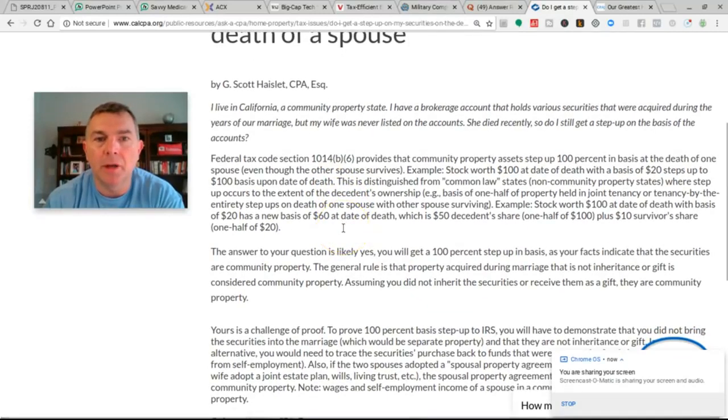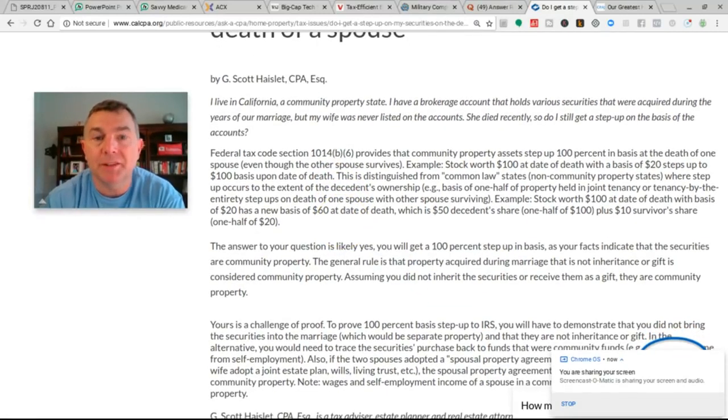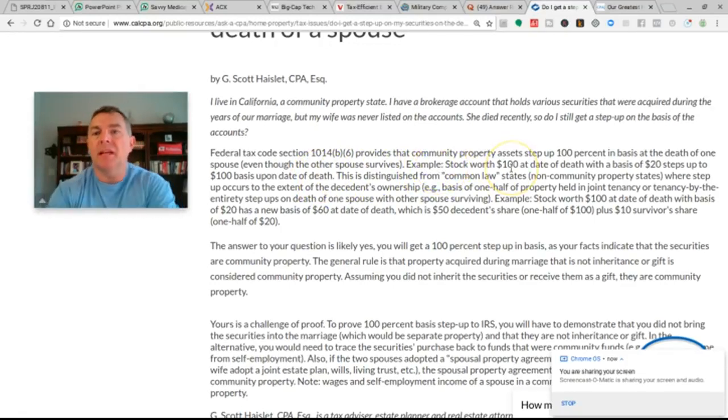Federal Tax Code Section 1014(b)(6), remember that, provides that community property assets step up 100% basis at the death of one spouse, even though the other one survives. Example, stock worth 100 at the date of death with a basis of 20 steps up to 100 basis upon date of death. This is distinguished from common law states, non-community property states, where step up occurs to the extent of the decedent's ownership in it, i.e. 1/2 of the property.